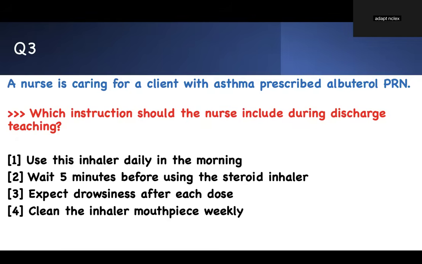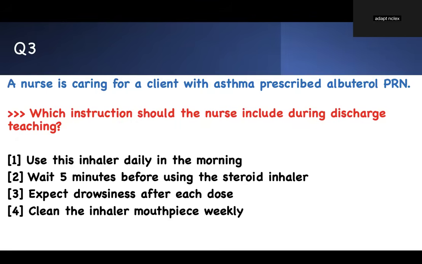The nurse is caring for a client prescribed Albuterol. It's a rescue agent. Albuterol is a rescue agent. Use this inhaler daily in the morning. Wait for 5 minutes before using the steroid inhaler. Expect drowsiness after each dose. Clean the inhaler mouthpiece weekly.